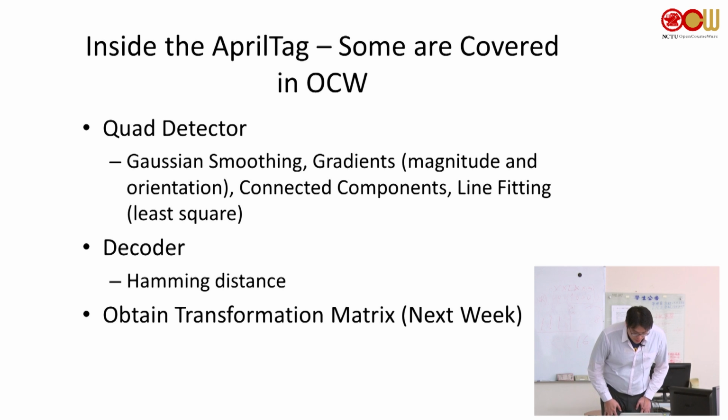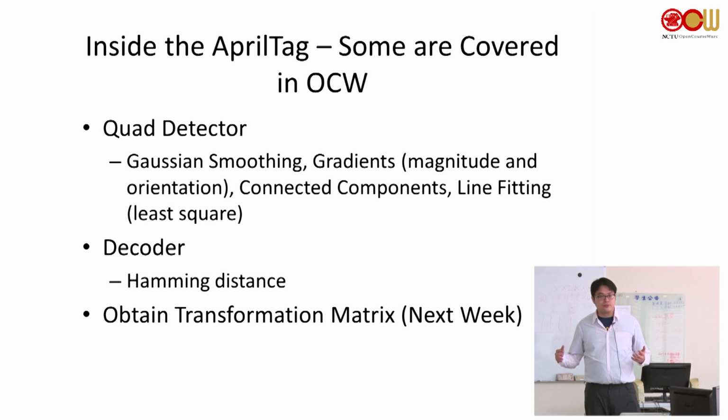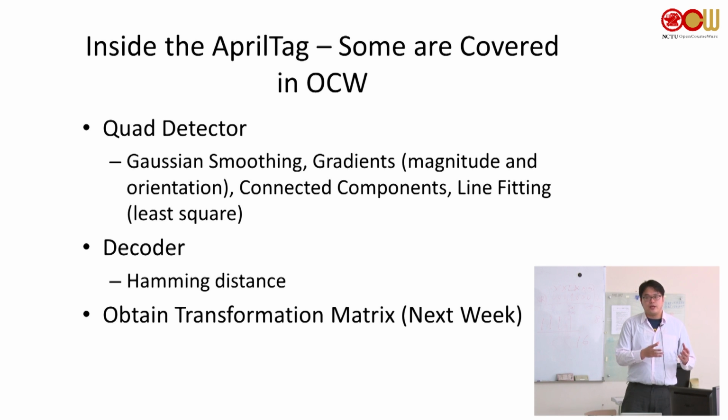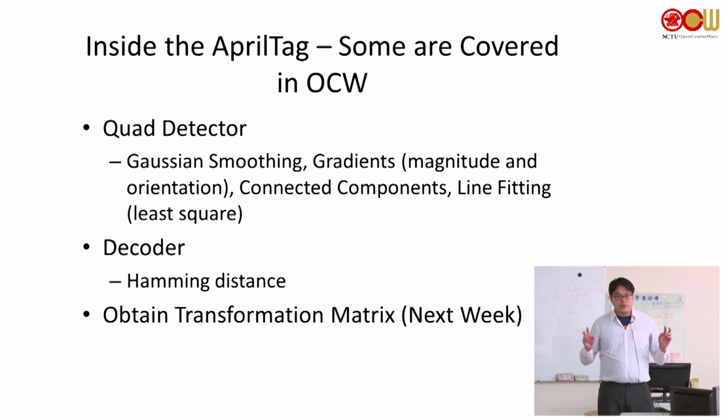The second part of AprilTag is to decode. That's a very typical object detection pipeline. You have a detector and you try to find region proposals. You find all possible locations. So the first part is essentially the where problem.